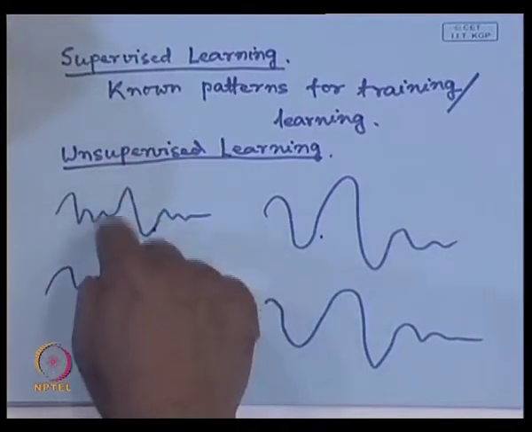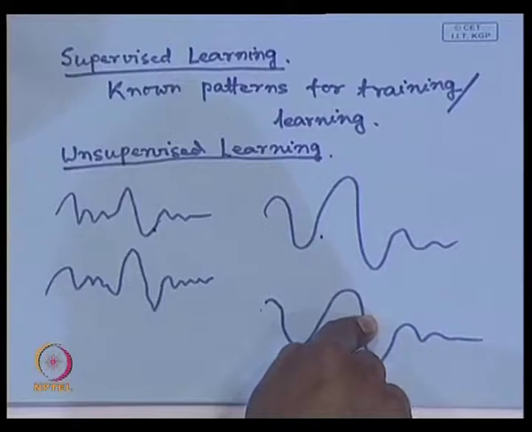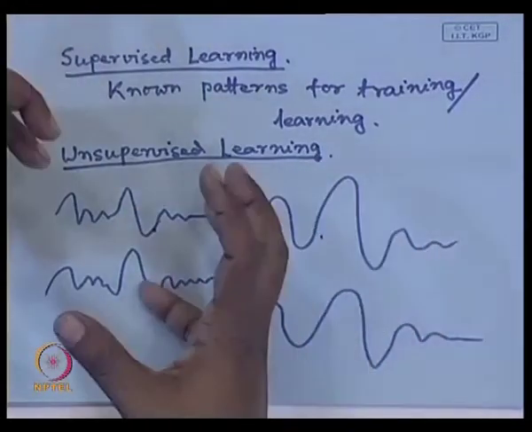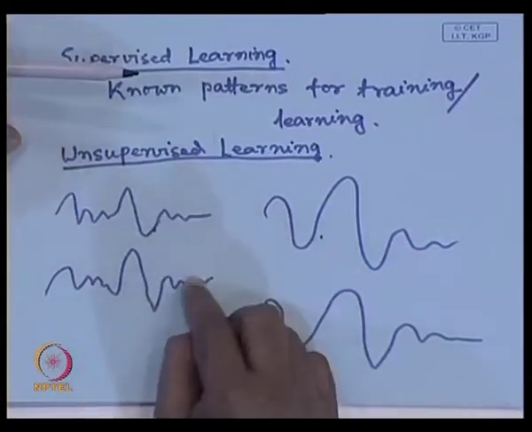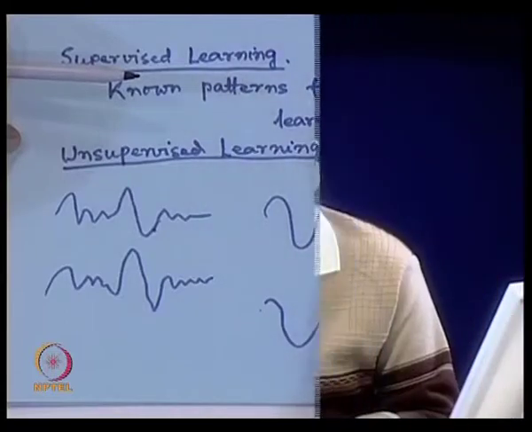So, I generate a set of feature vectors for each of these patterns. What I have is a mixture of feature vectors. The feature vector might be generated from this pattern, or this pattern, or this pattern. From wherever it comes, I just have a mixture of feature vectors without any information of the source of that feature vector. In case of supervised learning, I know the source of the feature vector.